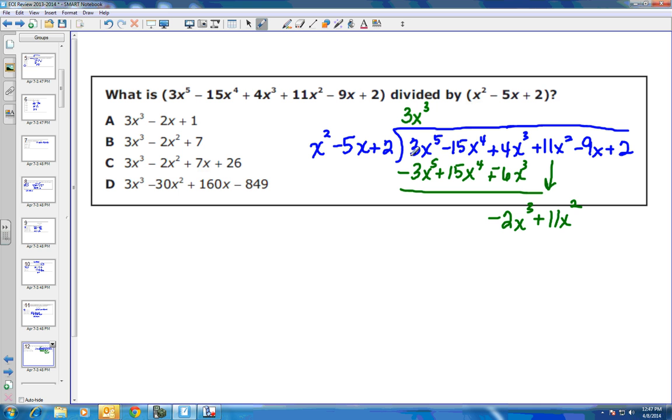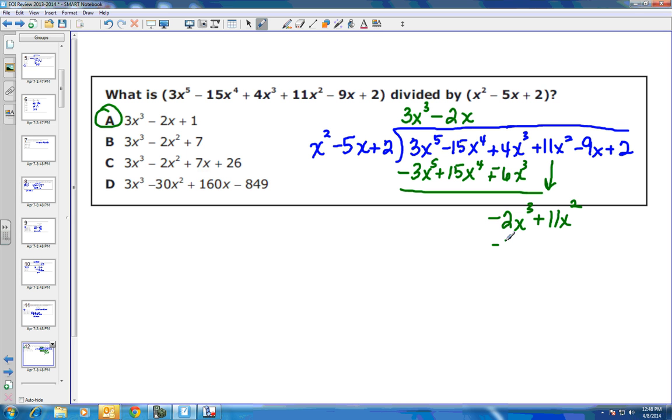Okay? So let's do our next step. My next step is to say, what times x squared will give me this first number, negative 2x to the third? Well, what is it? Minus 2x. Okay? So I know that's my next number. Look at my choices. Do I need to finish this? There's only one choice that has 2x as my next number. Has to be A. Now I'm going to go ahead and finish this real quick so you can see what it looks like.